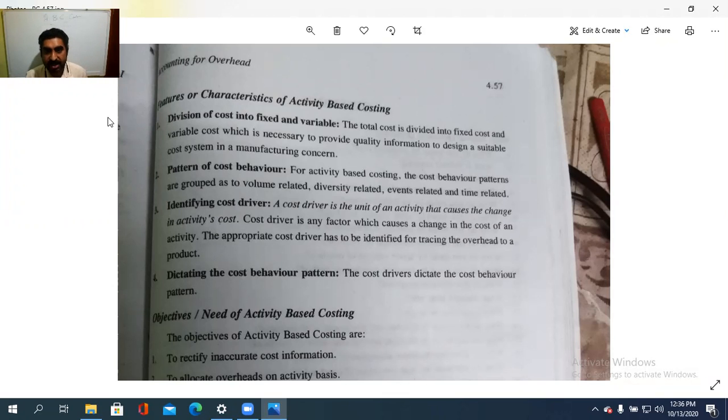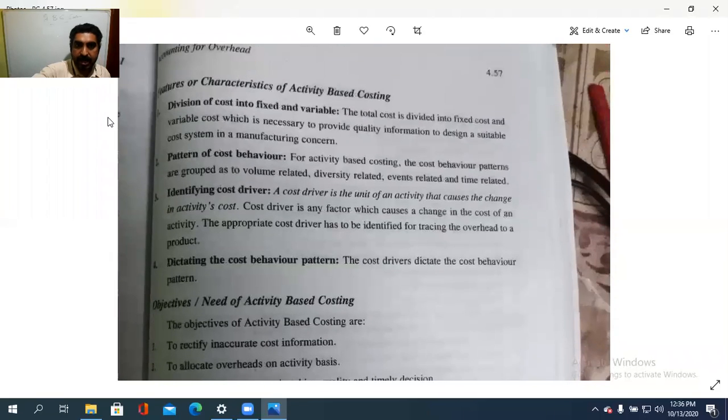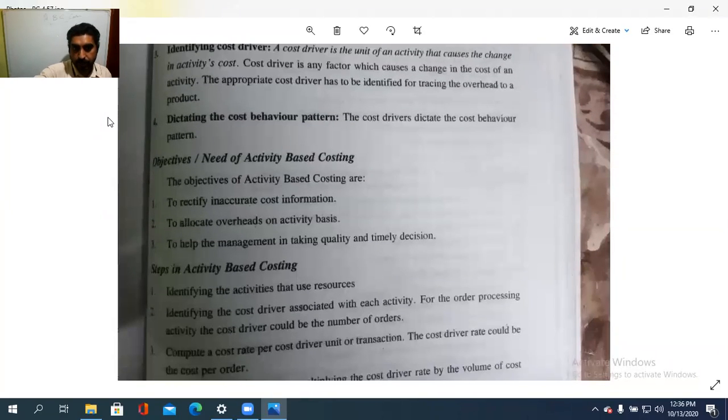The cost driver can dictate the cost behavior pattern. So division of the cost into fixed and variable, then pattern of cost behavior, then identifying the cost driver, and finally dictating the cost behavior pattern. So these are the features or characteristics of activity based costing.